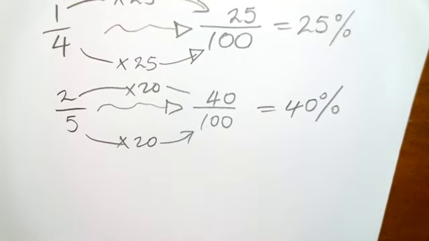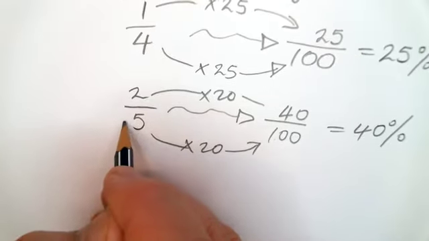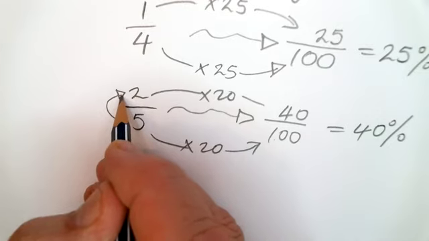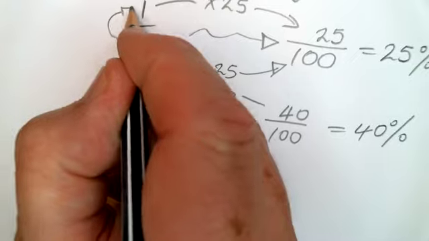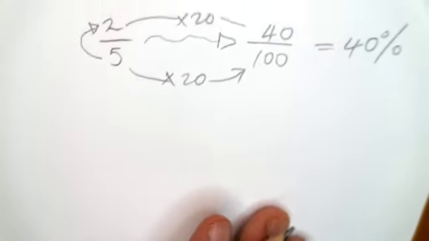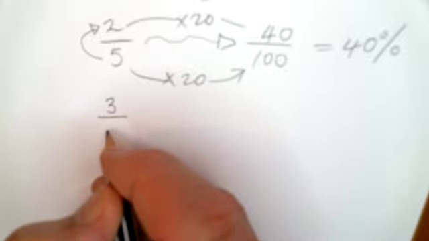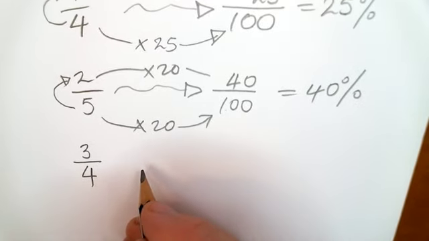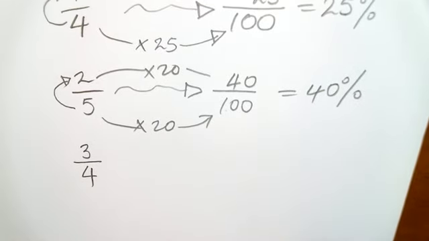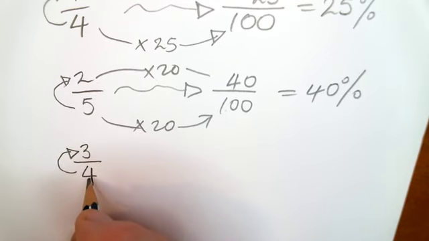But if you have a calculator, it's just as easy to do it on the calculator. And all we do is we divide the bottom number into the top number and multiply by 100. So let's say, for example, I have 3/4. Now, 3/4 as a percentage. So all I do is I divide 4 into 3. In other words, 3 divided by 4.